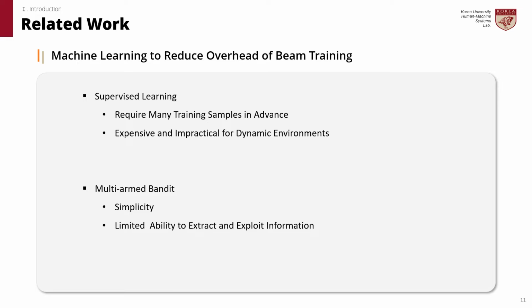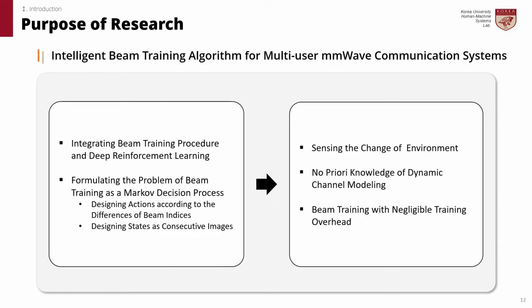The other category is based on multi-armed bandit, and due to the simplicity of the algorithm, its ability to extract information and exploit it is limited. In this paper, they propose an intelligent beam training algorithm for multi-user millimeter wave communication systems by integrating the beam training procedure and deep reinforcement learning.